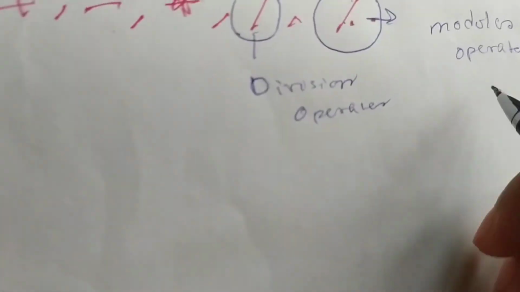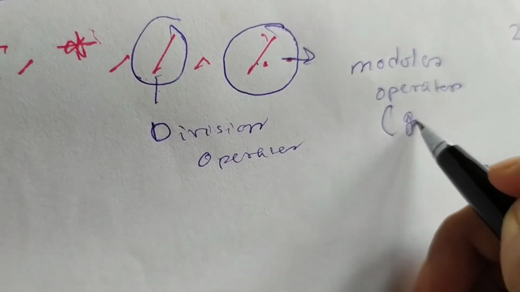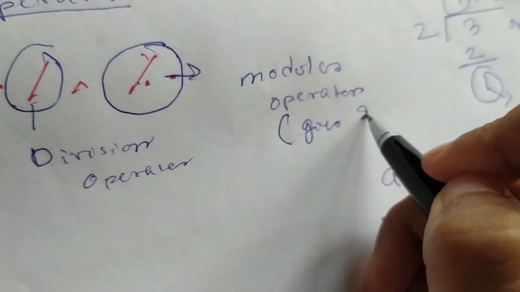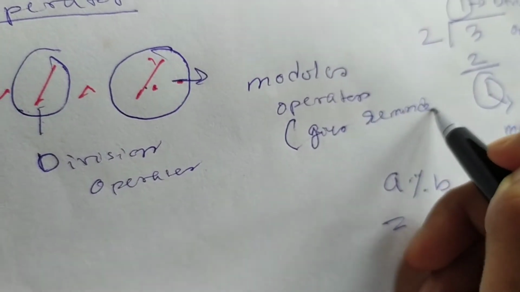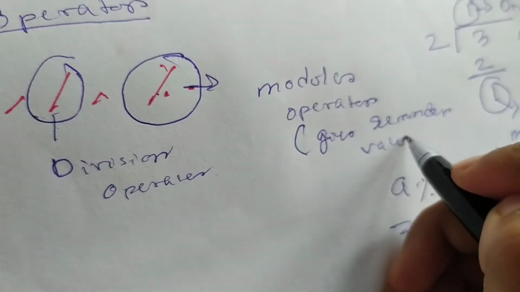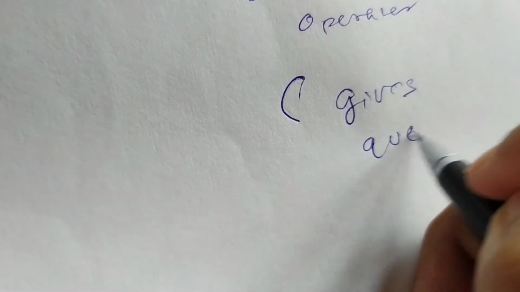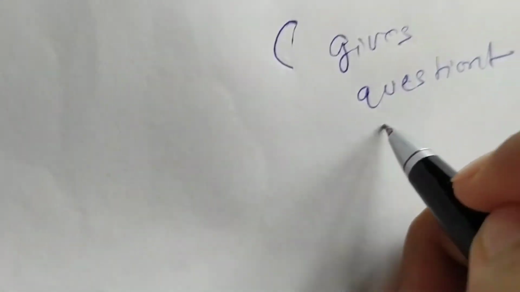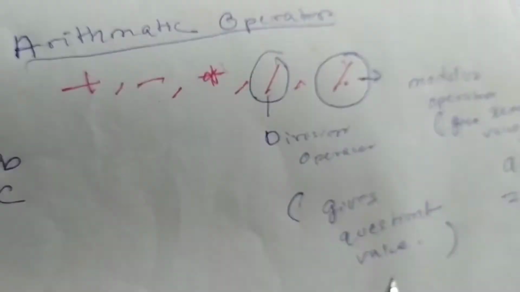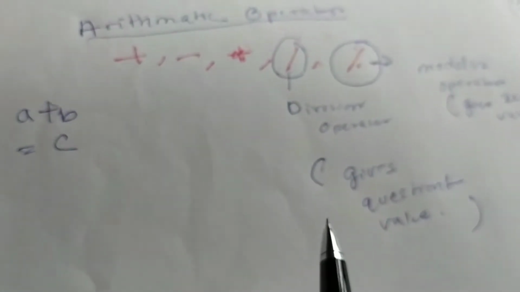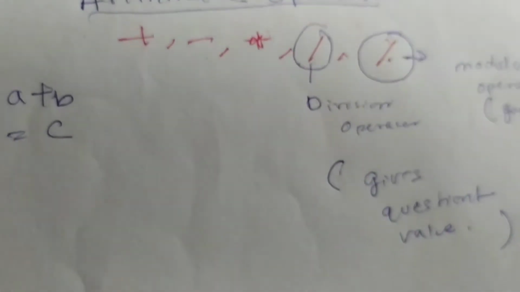So this is the difference between the division operator and the modulus operator. The modulus operator gives the remainder value, and the division operator gives the quotient value. Okay, so this is the difference between the arithmetic modulus operator and the division operator.